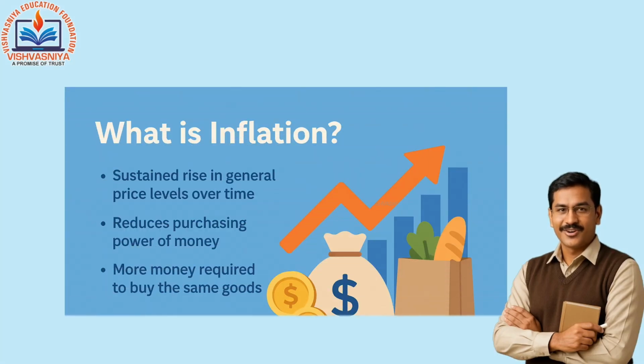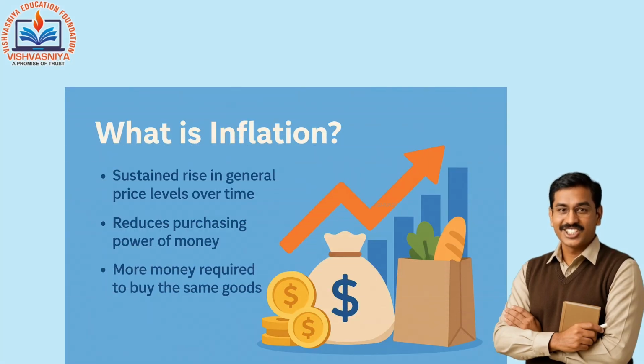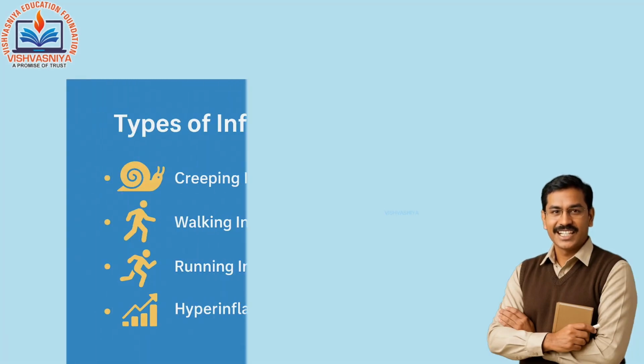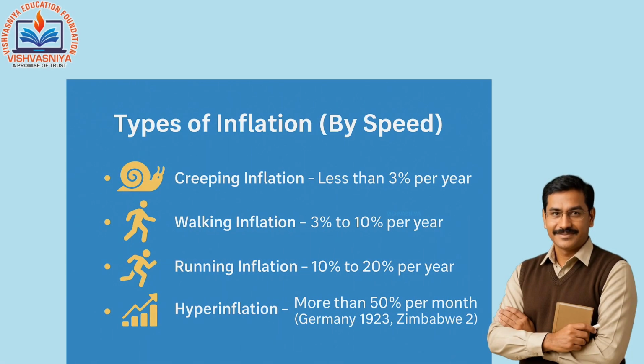Now let's move to inflation. Inflation is defined as a sustained rise in the general price level of goods and services over a period of time. When inflation occurs, the purchasing power of money falls. Inflation can be classified in many ways.